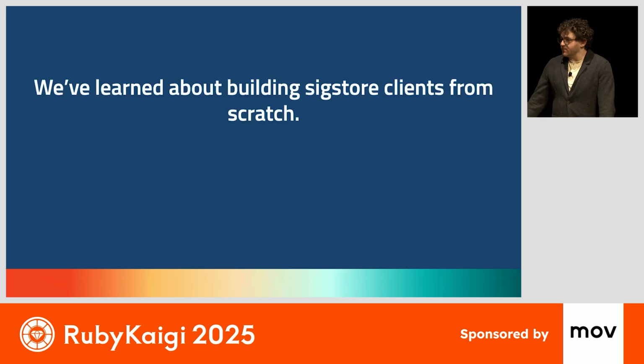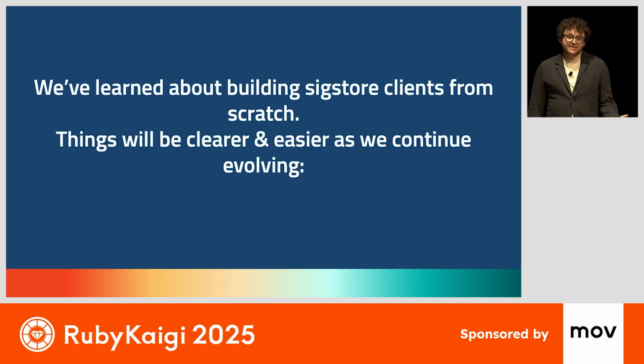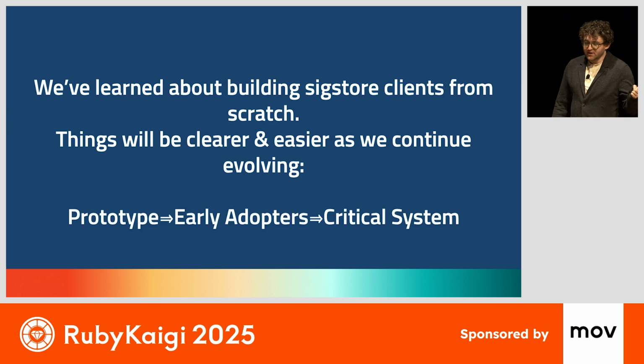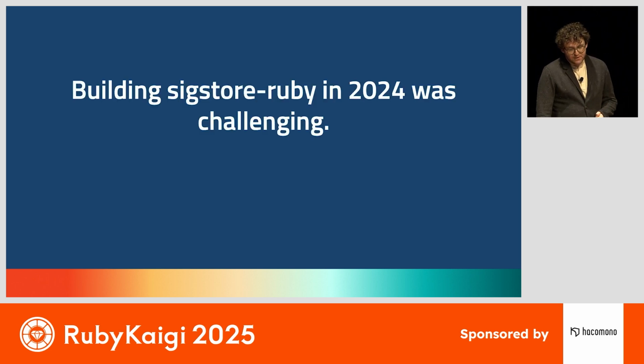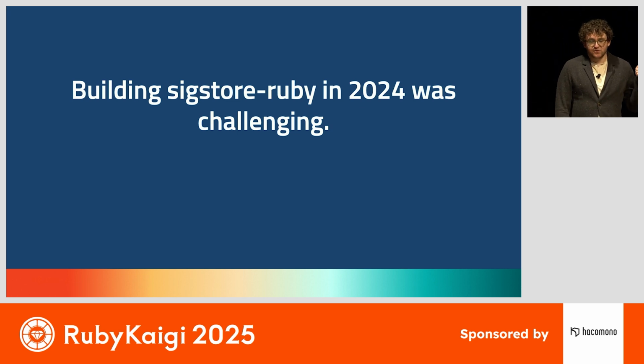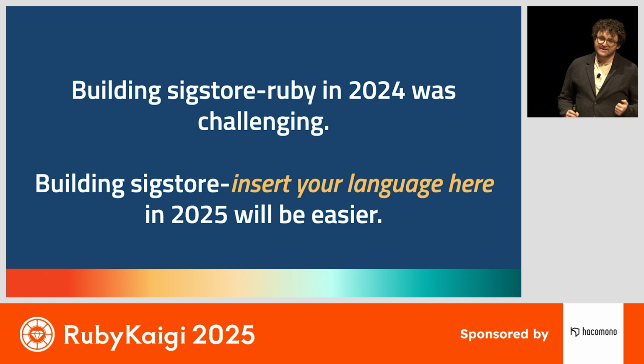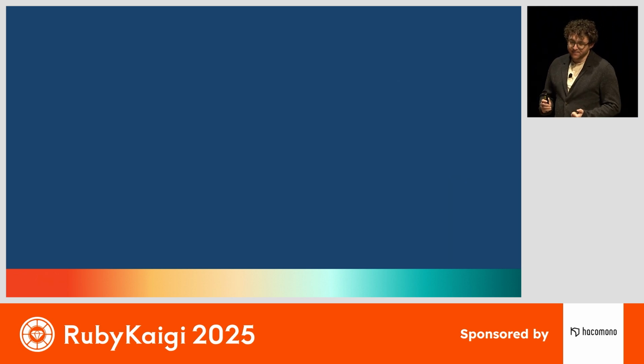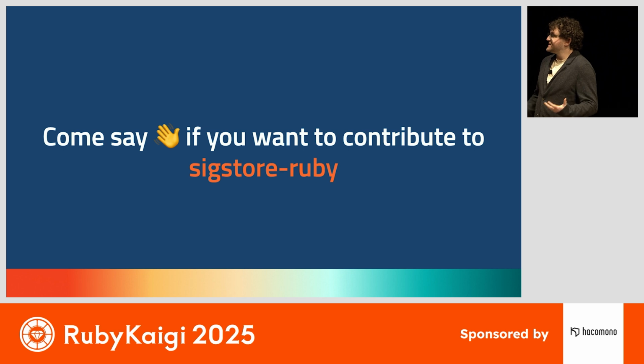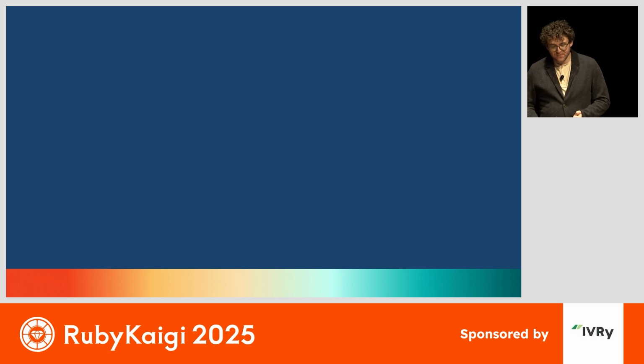And so, we talked a bit about building Sigstore clients from scratch. The good news is the next client someone builds will be easier. The Sigstore community has gone from prototyping to early adopters to now being sort of a critical and well-used production system. Building Sigstore Ruby last year was challenging, and I really hope that the next person building a Sigstore client has an easier time. So come say hi if you want to talk about or contribute to Sigstore Ruby.